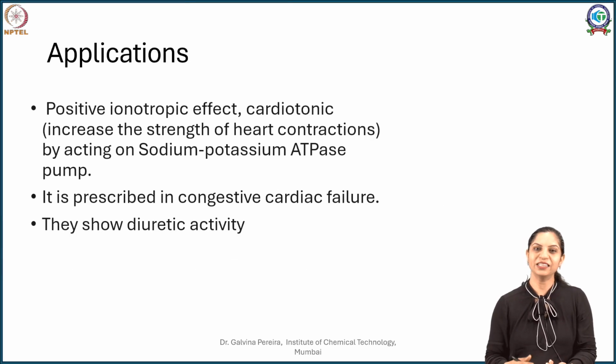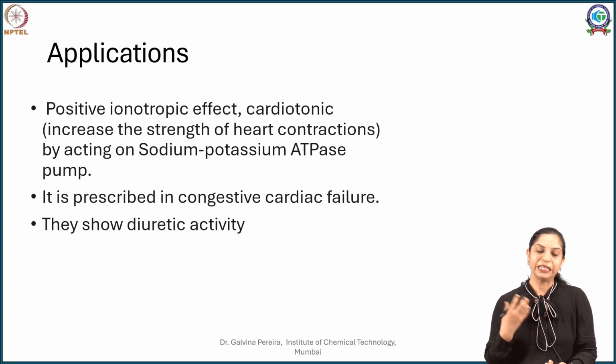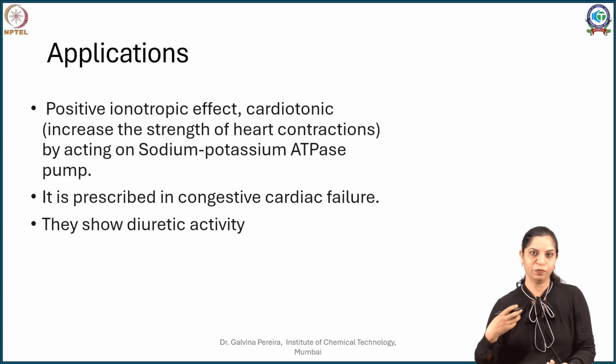Now, where do you apply these cardioglycosides? Cardioactive glycosides are known to act on a specific system called the sodium potassium ATPase pump. They inhibit the sodium potassium ATPase pump, and as a result you will see an increase in the intracellular amount of sodium as well as calcium, and this calcium in the cardiomyocytes, or the heart cells as you call them, will increase the contractility.